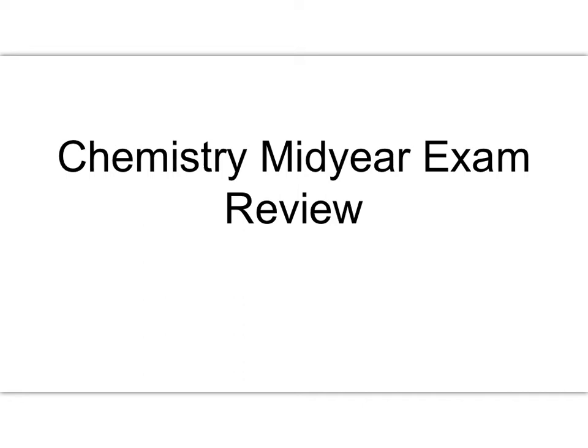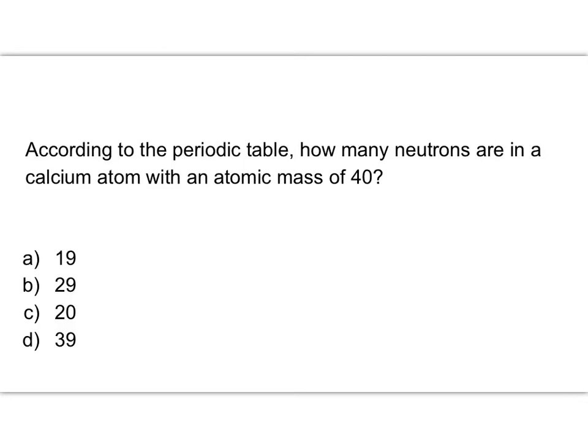This is part 1 of the mid-year exam review for chemistry. According to the periodic table, how many neutrons are in a calcium atom with an atomic mass of 40?